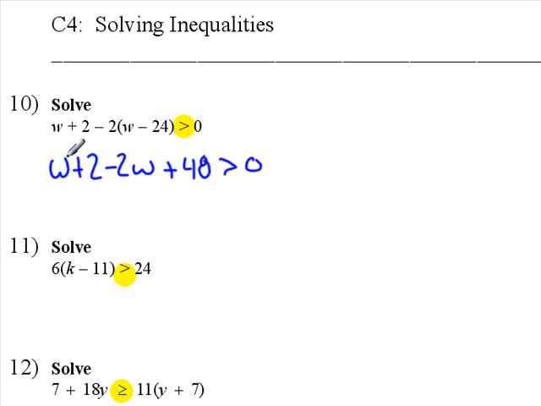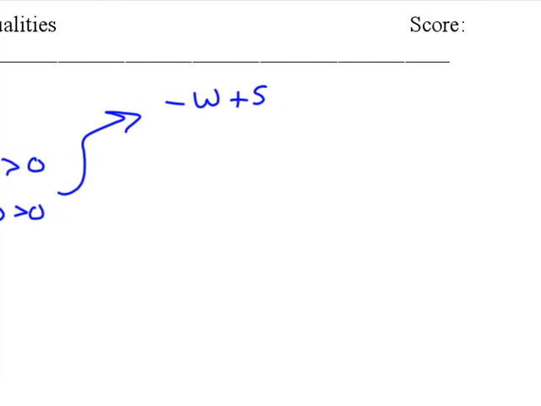Let's combine some like terms. w and negative 2w is negative 1w. 2 and 48 is 50. It's greater than 0. Let's take this up here. If I subtract 50 from both sides, I get negative w is greater than negative 50.